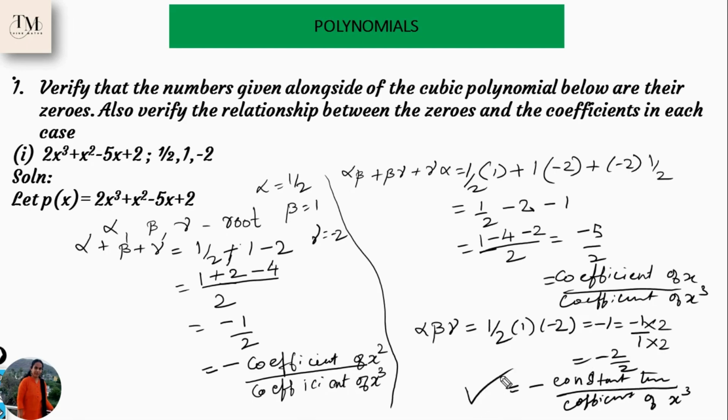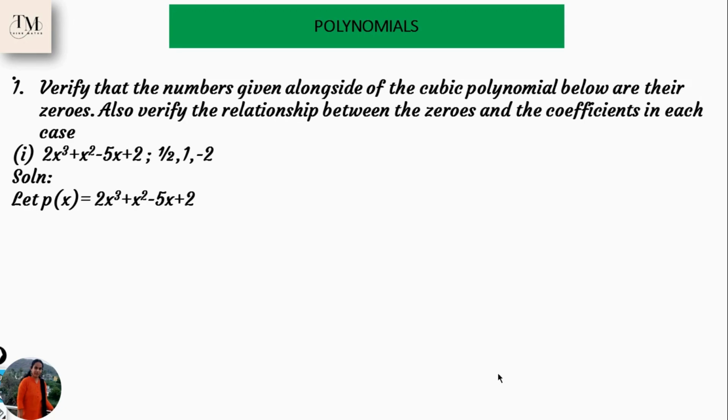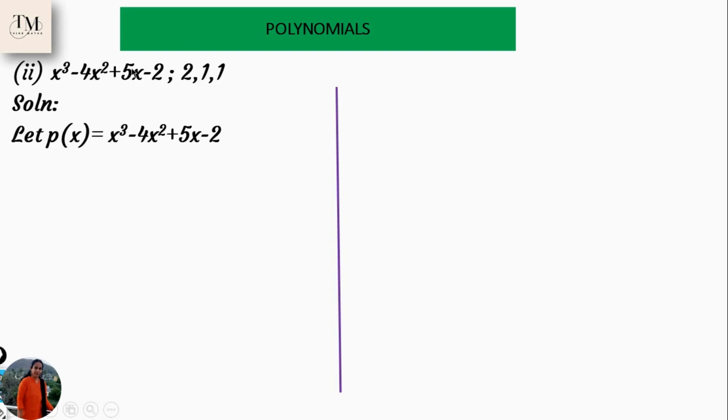Okay. So let me go to the next problem. The next problem is, just a minute. Okay. Second problem: x cube minus 4x square plus 5x minus 2, and the roots are 2, 1, 1.